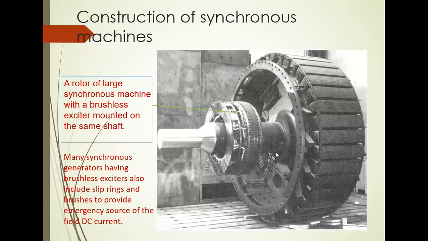So this is another construction with the exciting system. So here brushless exciter is mounted on the same shaft. This is a large synchronous machine. Here, the brushless exciter system is mounted on the shaft. So many synchronous generators having brushless exciter also include slip ring and brushes to provide emergency source of the field DC current. It is additional exciter system.